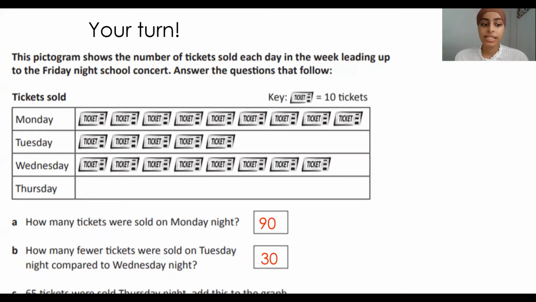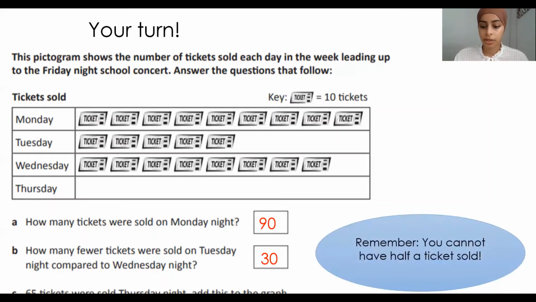And the last one, 65 tickets were sold Thursday night. Add this to the graph. So first of all, I'm going to start by drawing out my images that represent tens. So that represents that one ticket. So we're going to count up to 60 in tens. 10, 20, 30, 40, 50, 60.